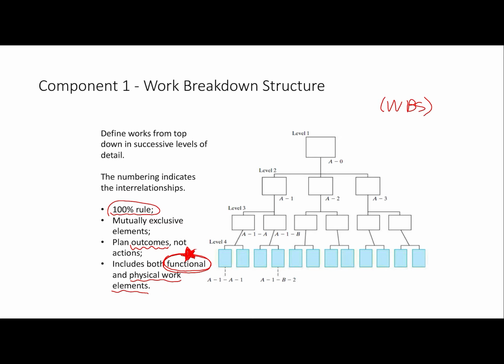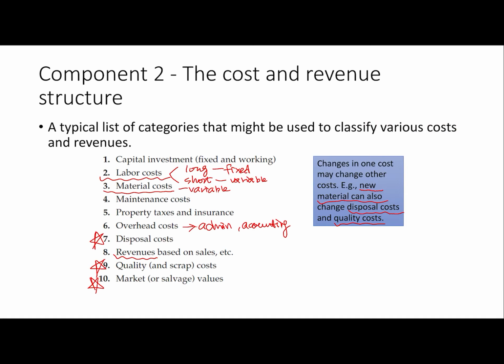You see the rules here. You want to know how do you use the rule and what the rule means. And then we talked about the typical list of various costs and revenues associated to a business. And you want to understand each one of them, especially the disposal costs, the quality costs, and the market values.